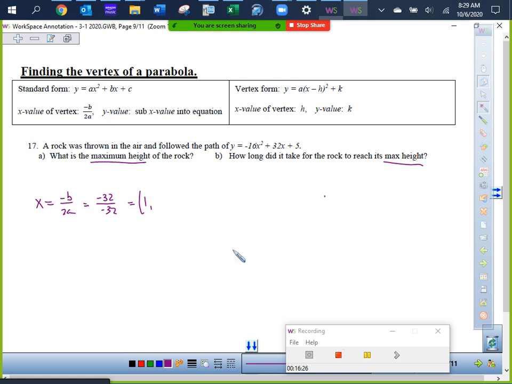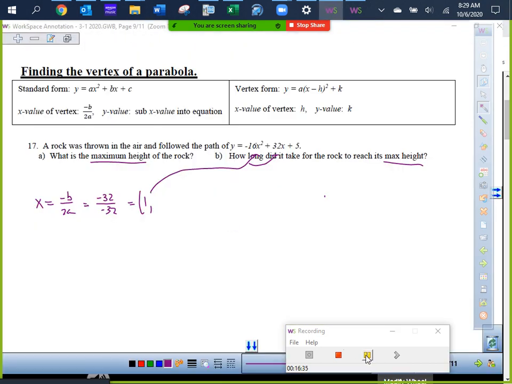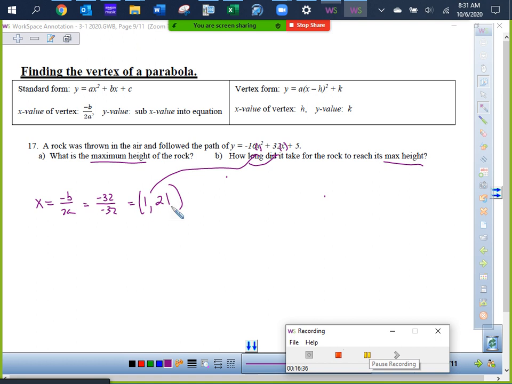Sub it in. Put 1 in for x, and what did you get for that? Yes, so we got 21 for the y value of the vertex by punching that in, and that would be 21 feet. And how long did it take, everybody? It took how long? 1 second. Don't forget the labels. Not too bad. Those were in vertex form, those were in standard form. Standard form, ax squared plus bx plus c.